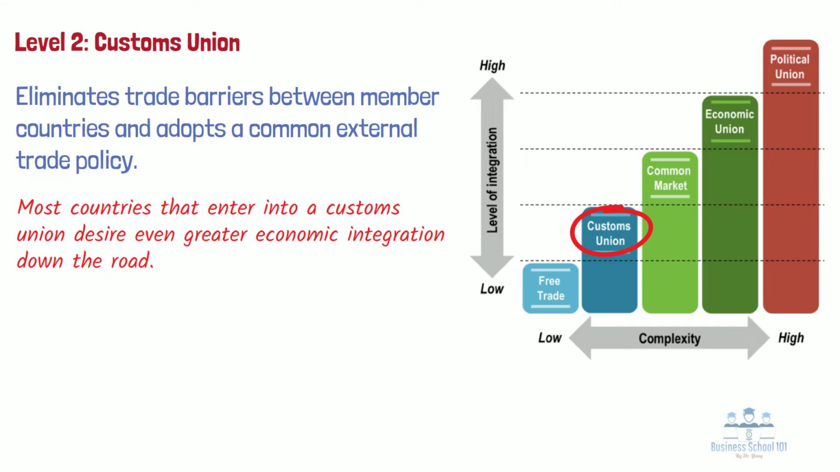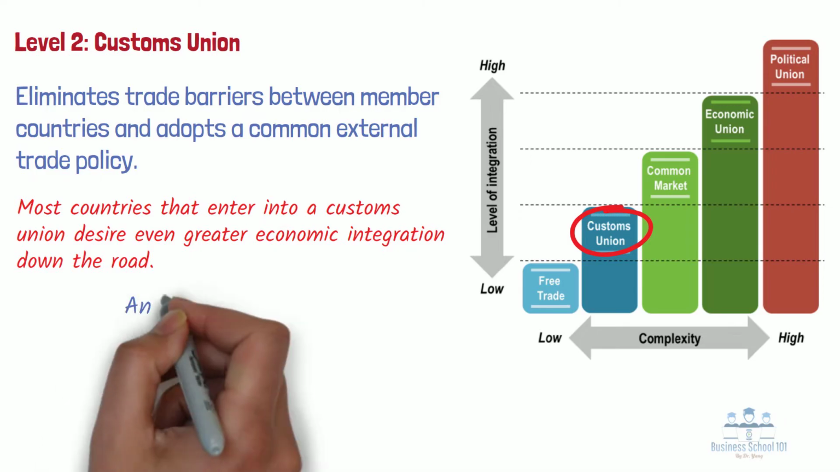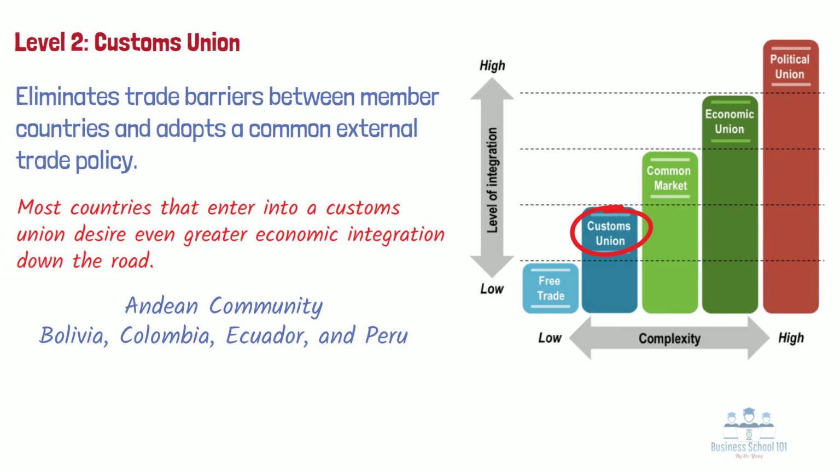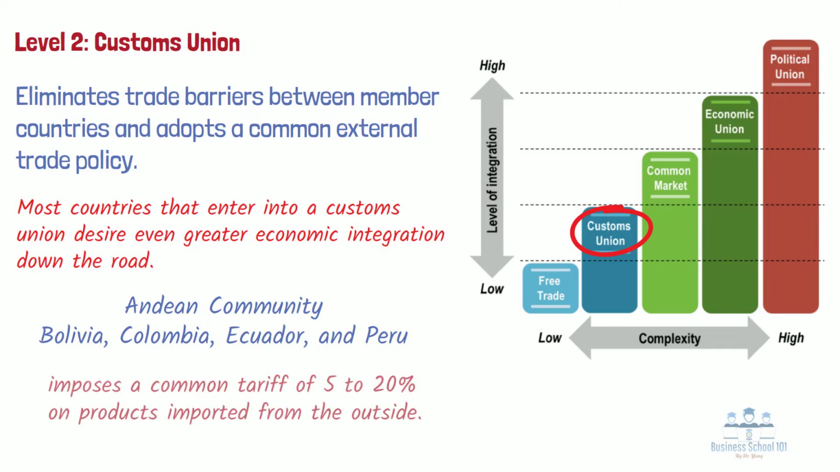Other aspiring customs unions around the world include the current version of the Andean Community between Bolivia, Colombia, Ecuador, and Peru, but so far its implementation has been flawed. The Andean Community established free trade between member countries and imposes a common tariff of 5 to 20% on products imported from the outside.